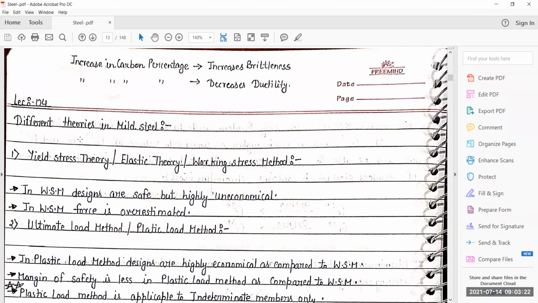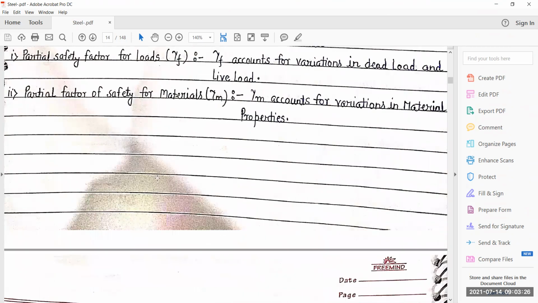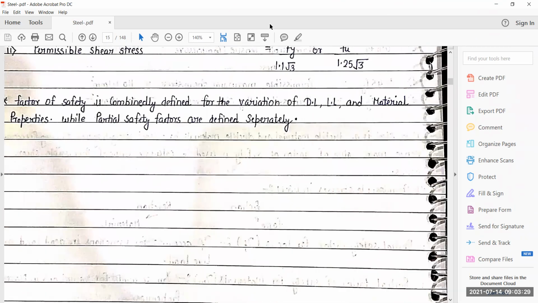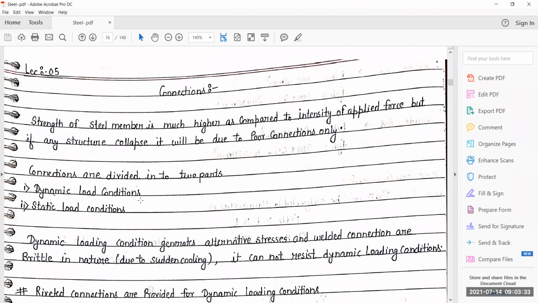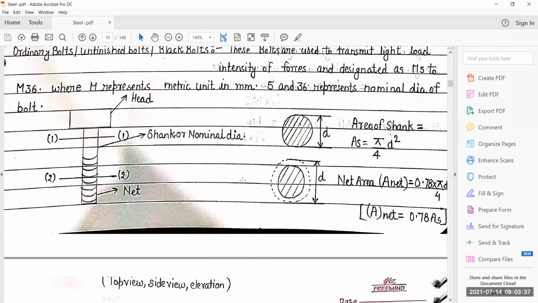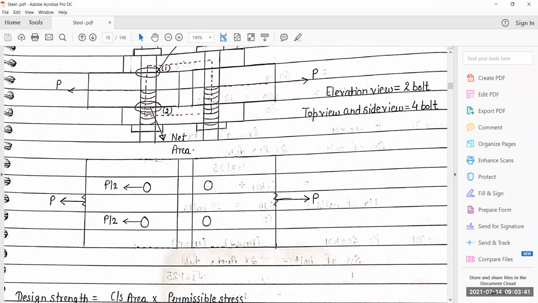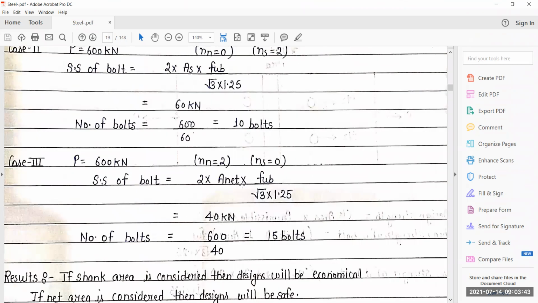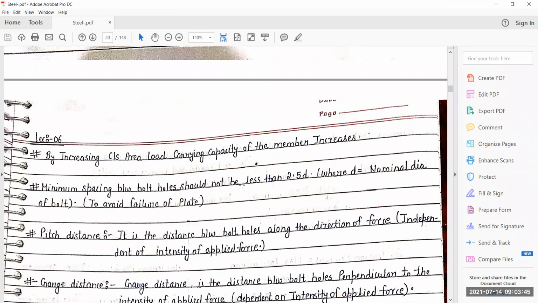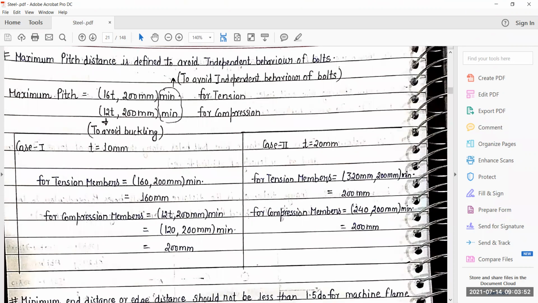This is already completely different. We will now start from lecture 5, connections. We already discussed dynamic load condition and static load condition. This is the welded connection, already discussed. Bank cross section area, load carrying capacity of the member increased.